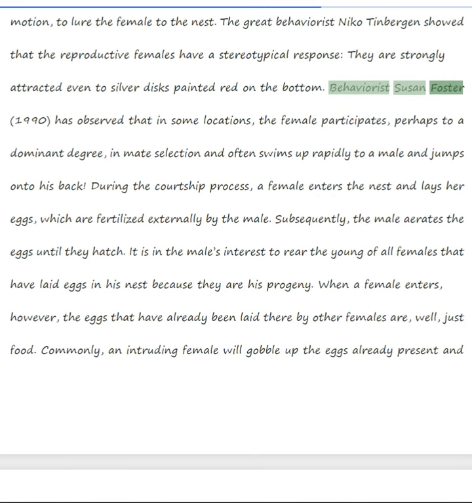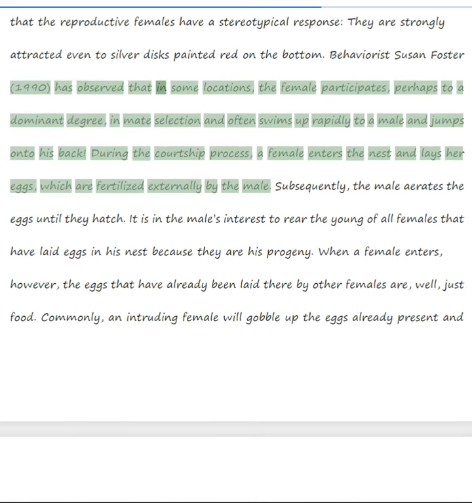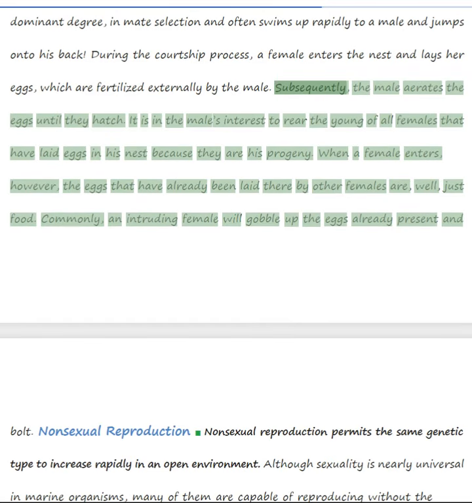Behaviorist Susan Foster has observed that in some locations, the female participates, perhaps to a dominant degree, in mate selection and often swims up rapidly to a male and jumps onto his back. During the courtship process, a female enters the nest and lays her eggs, which are fertilized externally by the male. Subsequently, the male aerates the eggs until they hatch.